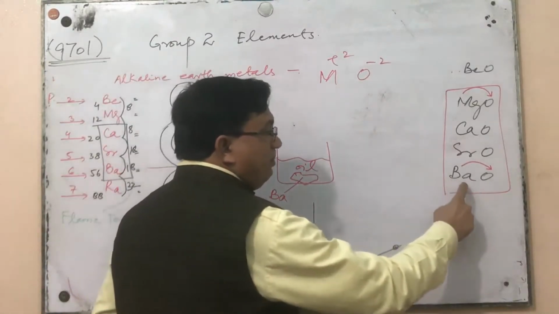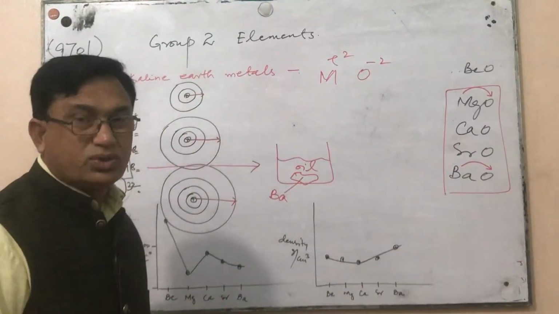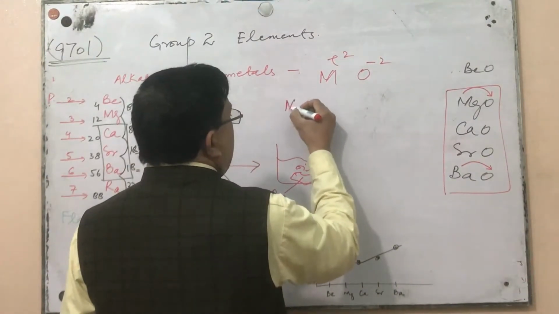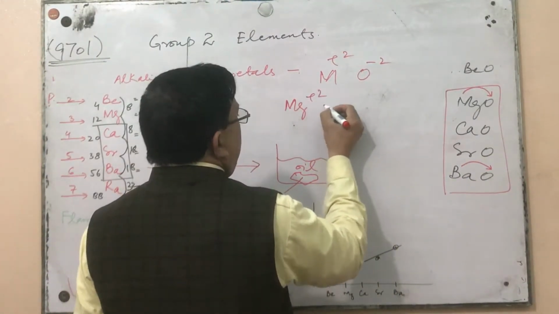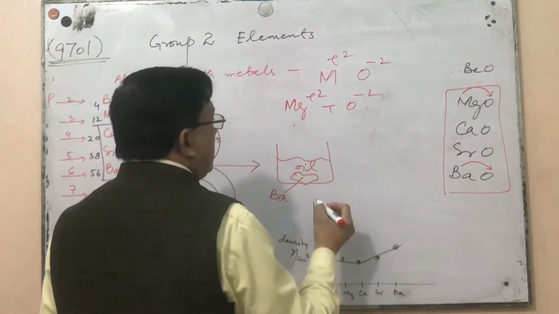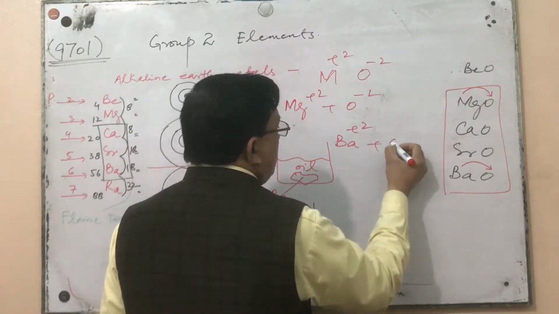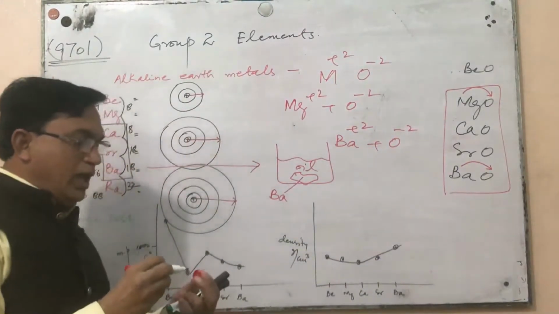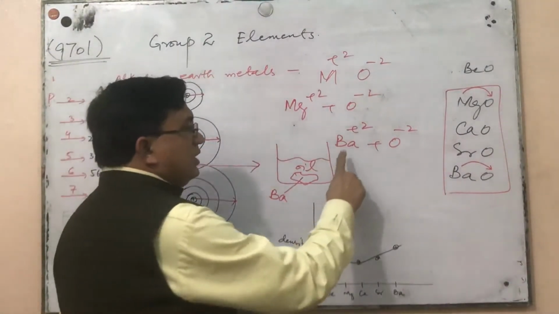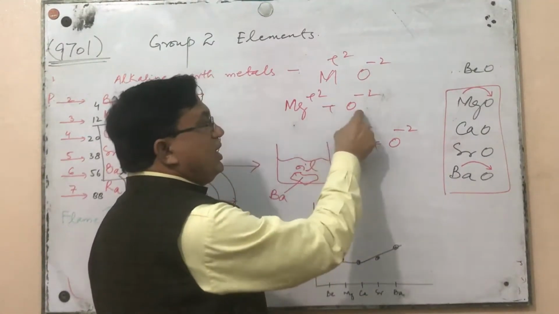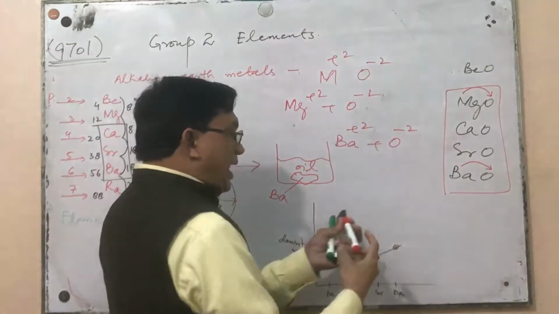Now, as I have explained, in comparison, the more ionic oxide will produce more oxide ion. If we have magnesium 2 plus and oxide ion, and barium 2 plus and oxide ion, and we add them into water, barium oxide will be ionized more as compared to this. What will happen?